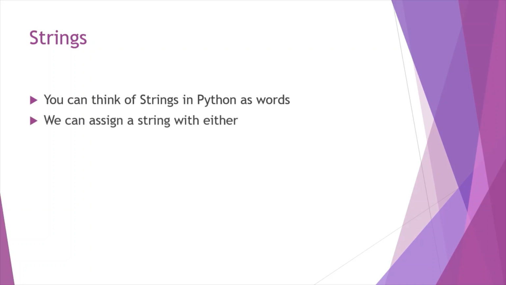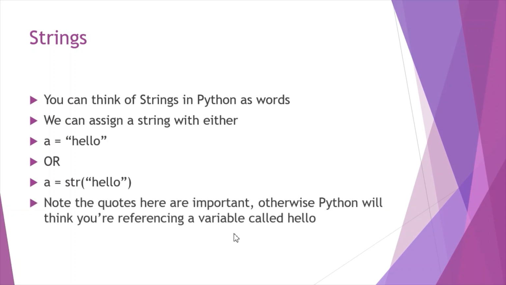So a little bit more about strings while we're here. You can think of strings in Python just as words. We can assign a string with either a equals, and then remember the quotations, hello, or a equals str, hello, if we definitely want it to be a string, as in we don't want any ambiguity here. That would make it a definite string. Note that quotes here are very important, otherwise Python will think you're referencing a variable called hello.